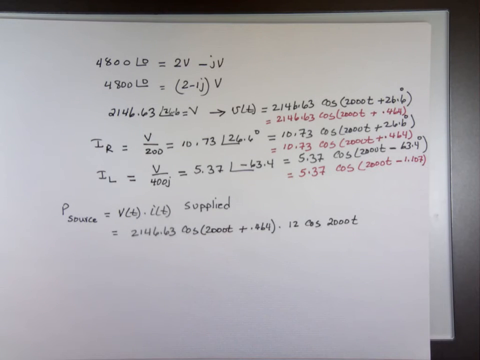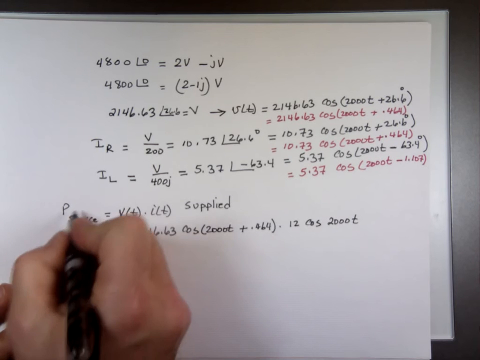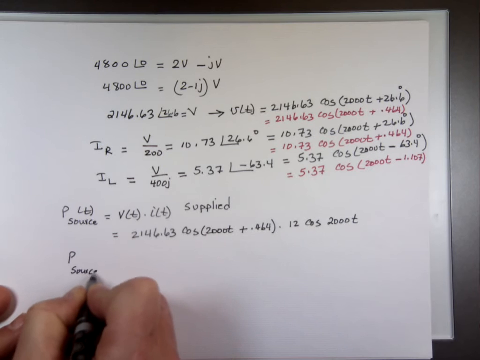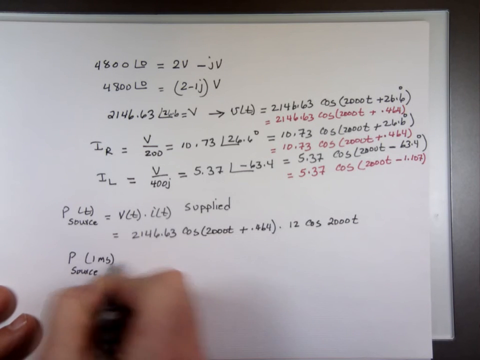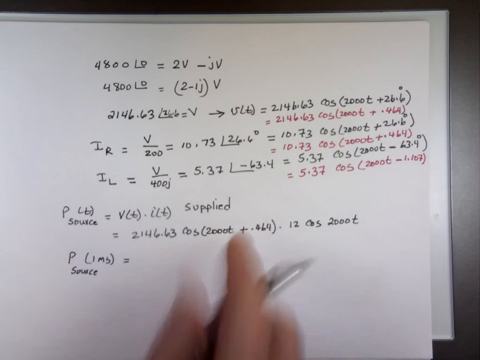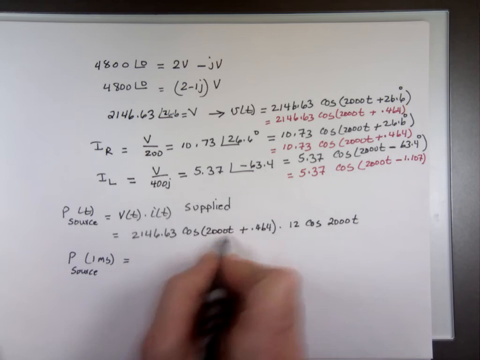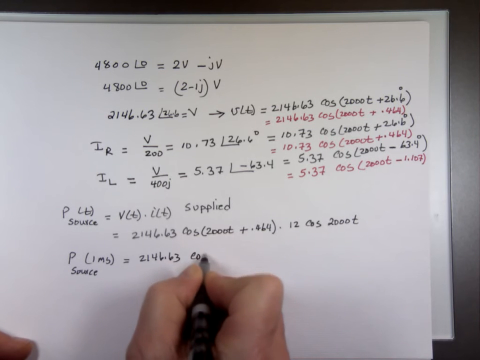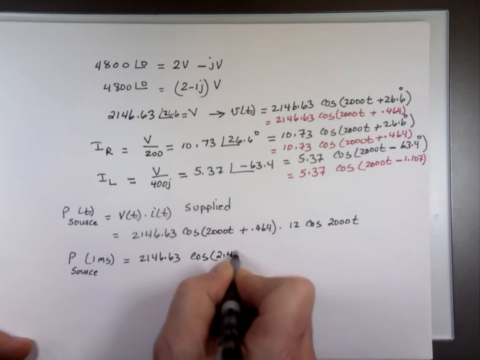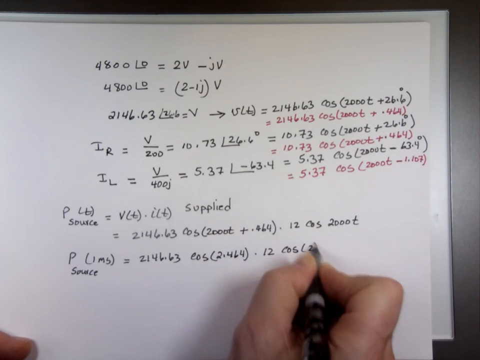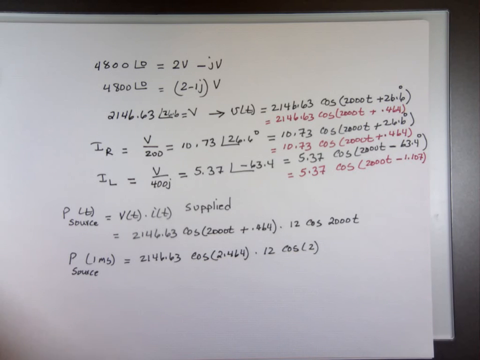Now, the question is, we want it at 1 millisecond. This is a function of time. At 1 millisecond, the power by the source, you put a 1 here, so what do we have? 0.001 for t, that becomes a 2. Cosine 2.464 times 12 cosine of 2. Make sure you calculate in radian mode.